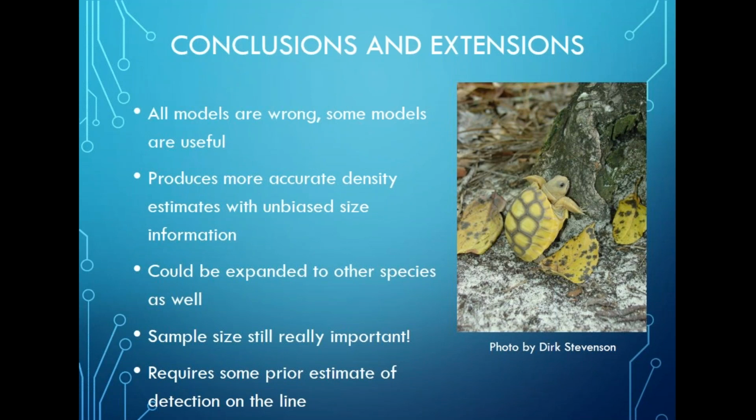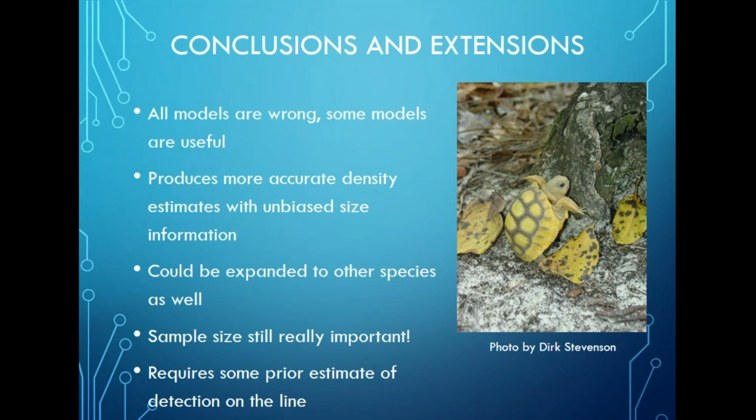That might not be as much interest to the gopher tortoise community, but we hope that this would be useful in general for updating line transect distance sampling for anybody doing these sort of surveys. Sample size is still really important. Our model is pretty good at estimating the size distribution, even with those lower sample sizes, but the more information you have, the better the model is going to be able to estimate, and the more precise those estimates are going to be.